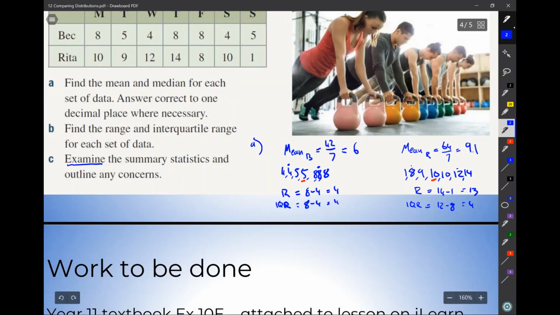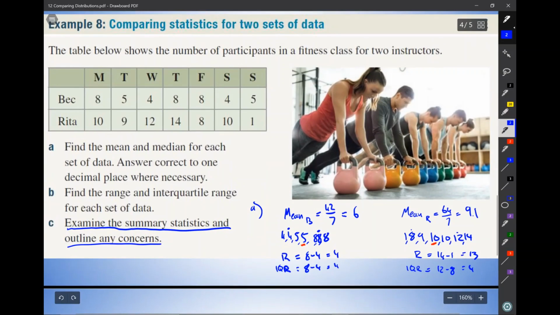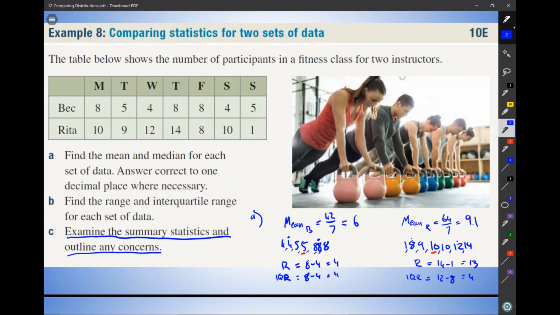But something we want to really focus on for this lesson is examining what we've calculated here, and is there anything that concerns us a little bit? And the main thing I want you to notice here is this. Rita's class on Sunday only had 1 attendee. Every other day she was between 8 and 14 attendees. So this particular score significantly impacts all those statistics we just calculated, except for the median.